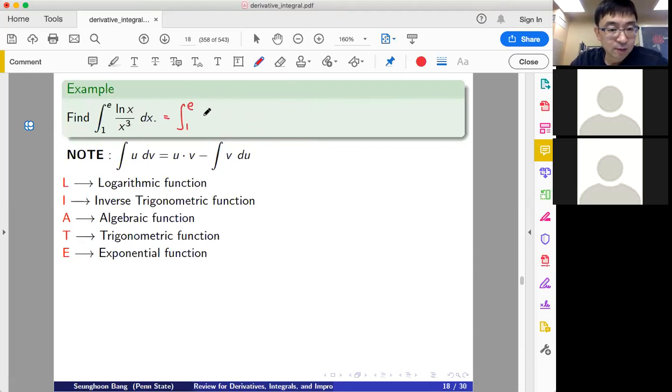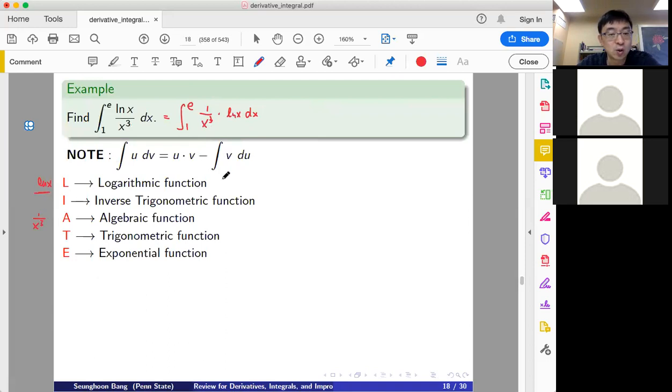So we have the form 1 over x cubed times ln of x dx. 1 over x cubed is an algebraic function. ln of x is a logarithm function. So which is higher? ln of x is higher than 1 over x cubed.